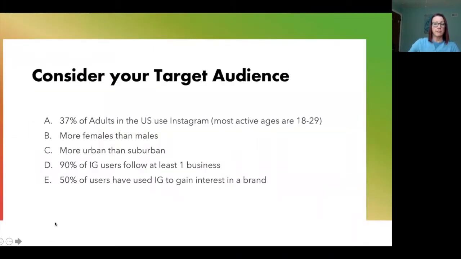With any type of marketing, of course, you need to consider your target audience. When it comes to Instagram, a large majority of adults are using this app. 37% of adults in the United States say they use Instagram regularly. The most active ages are 18 to 29, so a little bit younger demographic on this app. More of the users are female than male, more urban than suburban. But as it applies to business, it's really important to know that 90% of Instagram users are already following at least one business. And 50% of users have used the app to gain information or grow their interest in a brand.